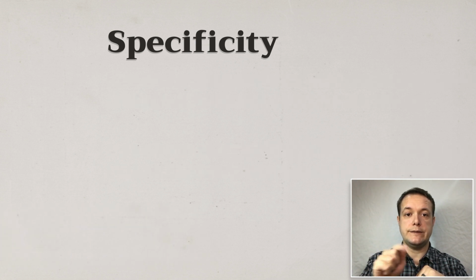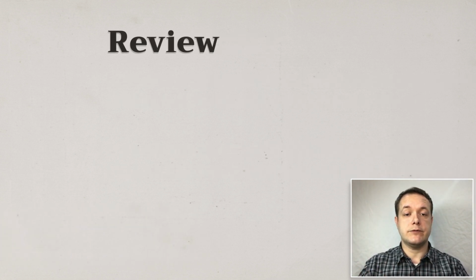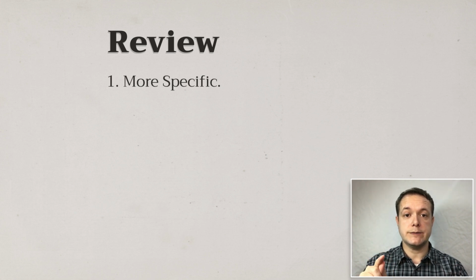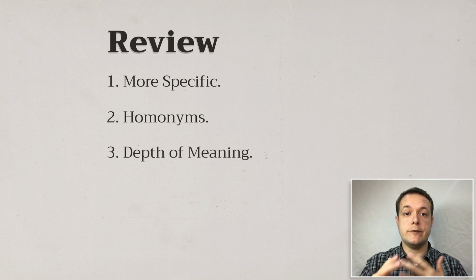It's like it points. So to review, noun classifiers make something more specific, as in pointing to a specific noun, as opposed to nouns in general. They help differentiate between homonyms, two words that have the same spelling but different meaning. And they also add depth of meaning to a noun, giving it a more specific meaning in the same category.